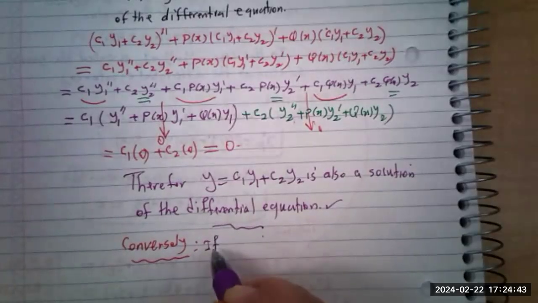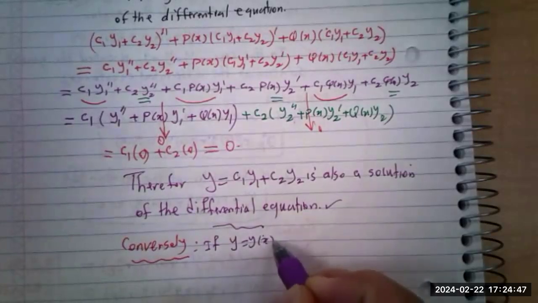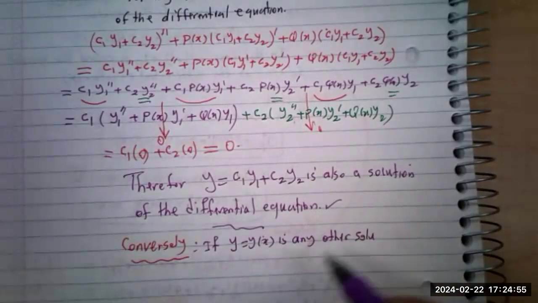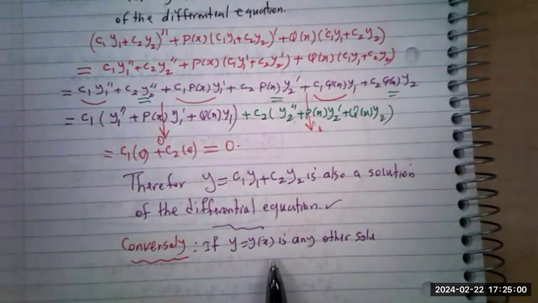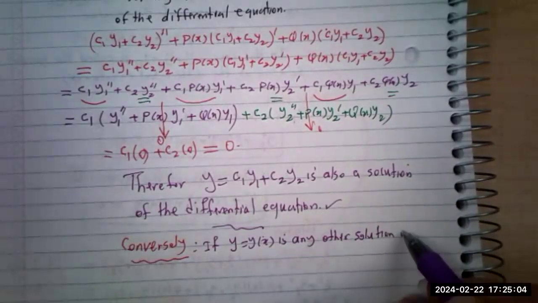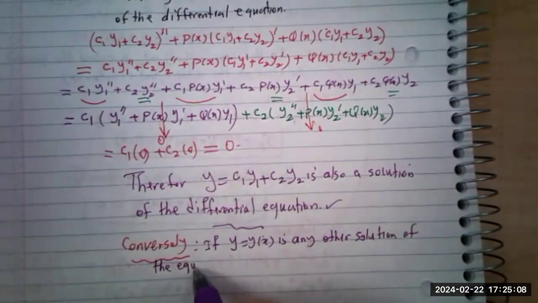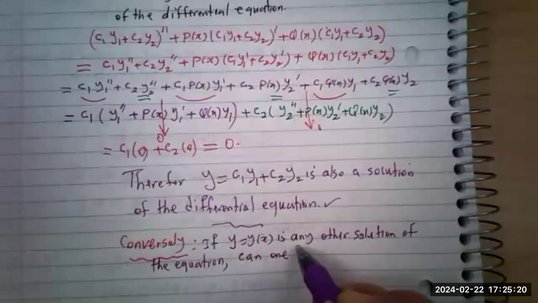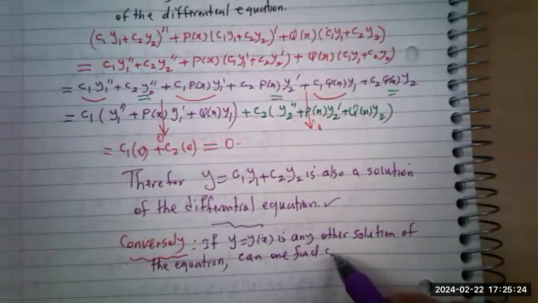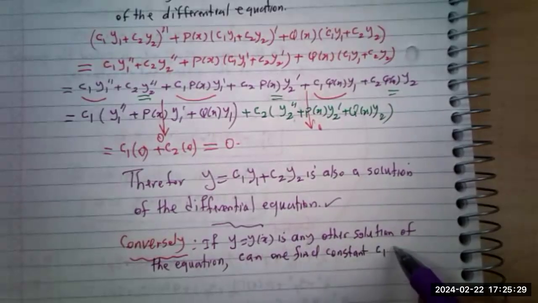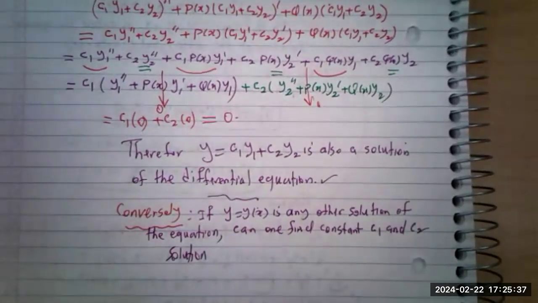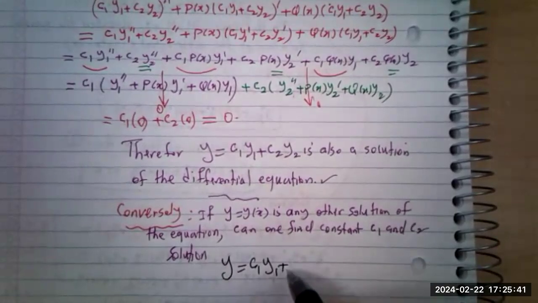So conversely, if y equal to f of x is any other solution of the equation, because we want to know you are not going to have any other solution, can one find constants C1 and C2 so that this new solution is also of this form, y is equal to C1 Y1 plus C2 Y2?